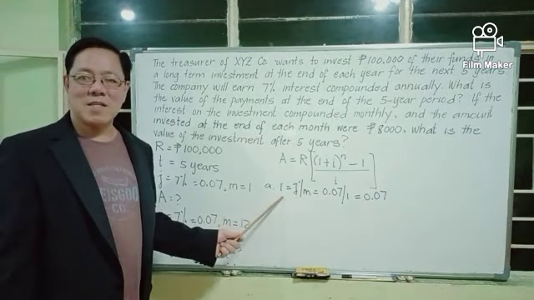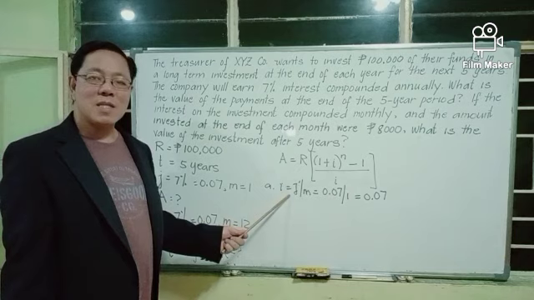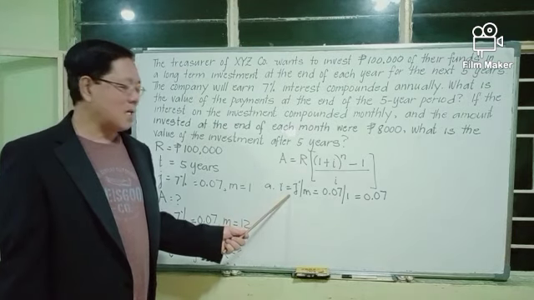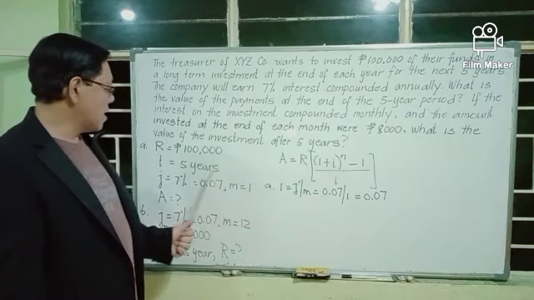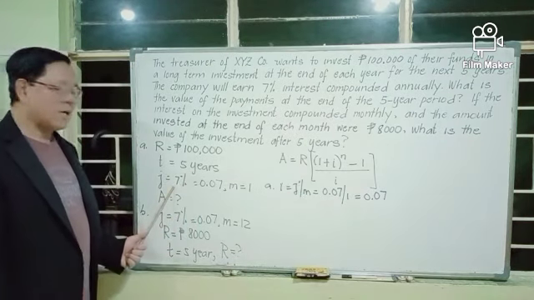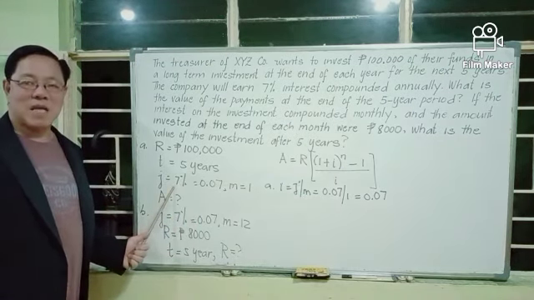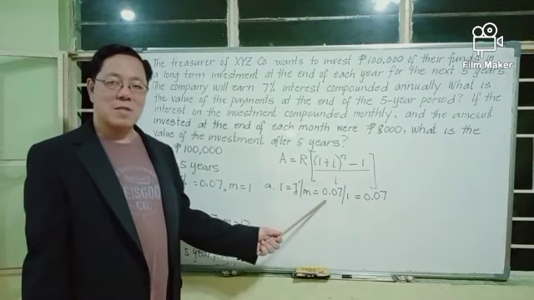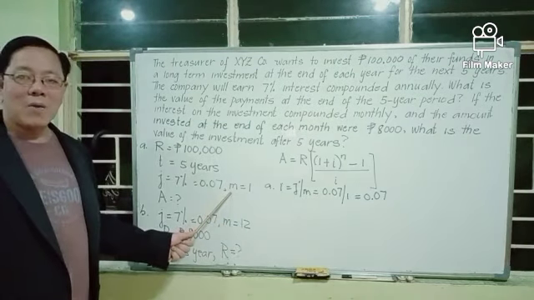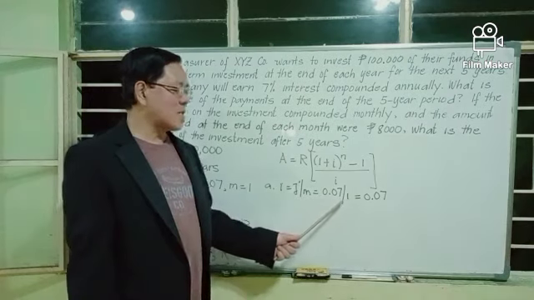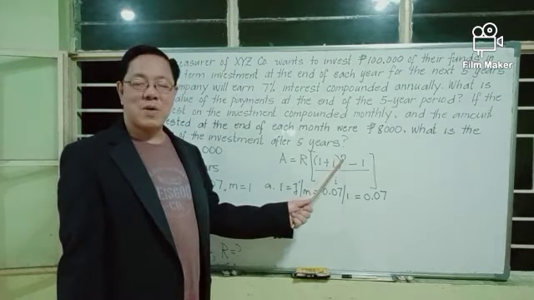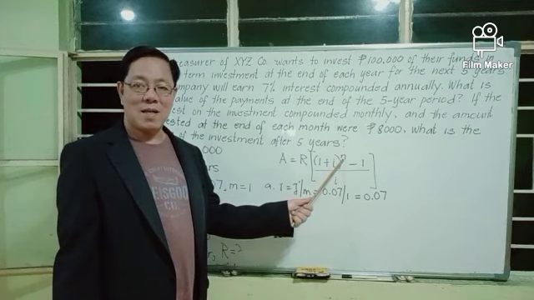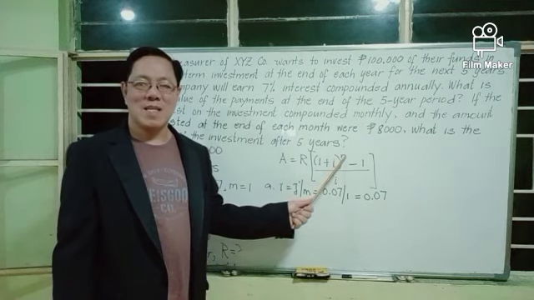By formula, interest rate per period is J, the compound interest rate per year, divided by the number of interest computations per year. In letter A, the compound interest rate given is 7% or 0.07. Compounded annually, so M is 1. 0.07 divided by 1 is 0.07. And the number of payments for 5 years, by formula, N is equal to M multiplied by T.